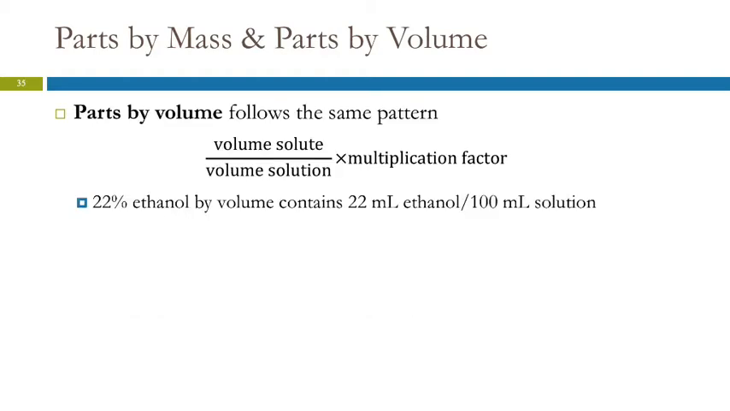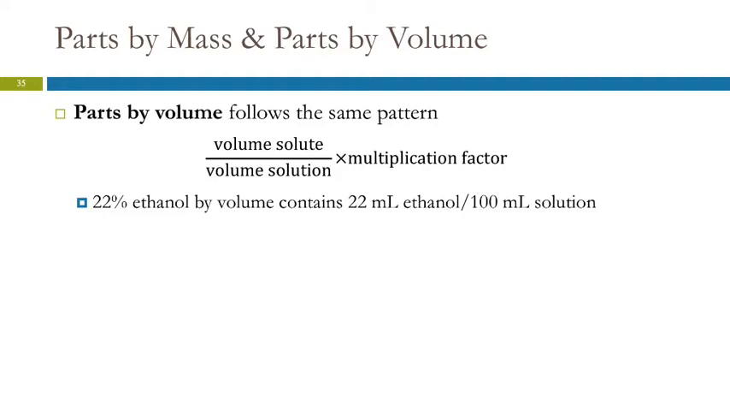We did that with mass. We can also do it with volume. Now we're looking at the volume of the solute divided by the volume of the solution. It's still the part over the whole, but we're looking at volume instead of mass. So 22% ethanol by volume would be 22 milliliters of ethanol in 100 milliliters of solution.